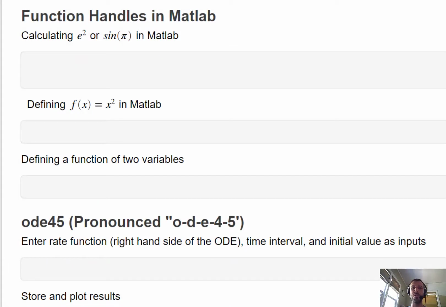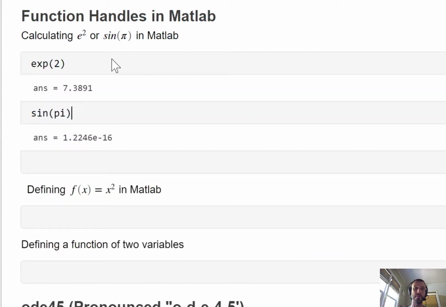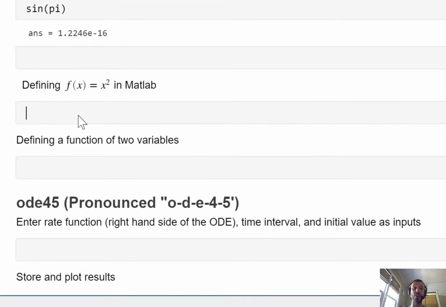To better understand how function handles work, I think it's worth taking a step back and recalling how Matlab's built-in functions work. So if we wanted to compute something like e squared or sine of pi, then Matlab already has built-in functions exp and sine, which would allow us to compute that task in a couple simple lines. But if I want to create a function x squared which behaves like these, that's where function handles really come into play. The syntax for a function handle is on the left.